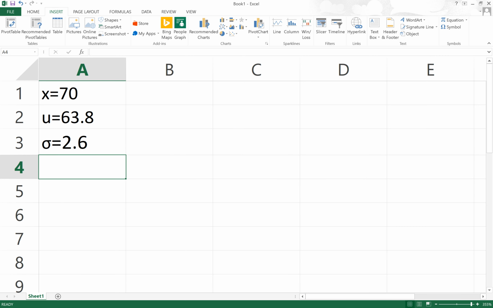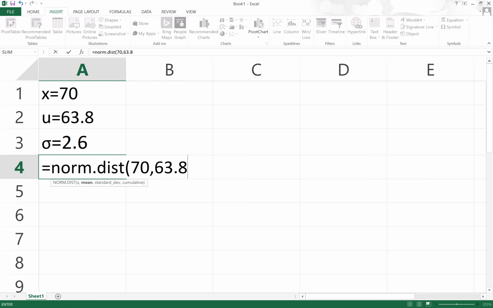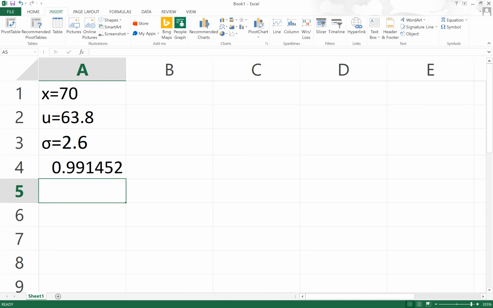Now once you have those three numbers, you can just put in the formula: NORM.DIST, open parentheses, put in the x value 70, in this case the height is 70, and the mean, which is 63.8. Then put in the standard deviation, 2.6. We are accumulating everything to the left, so put in TRUE. Now you can easily find the probability, which is the area to the left.